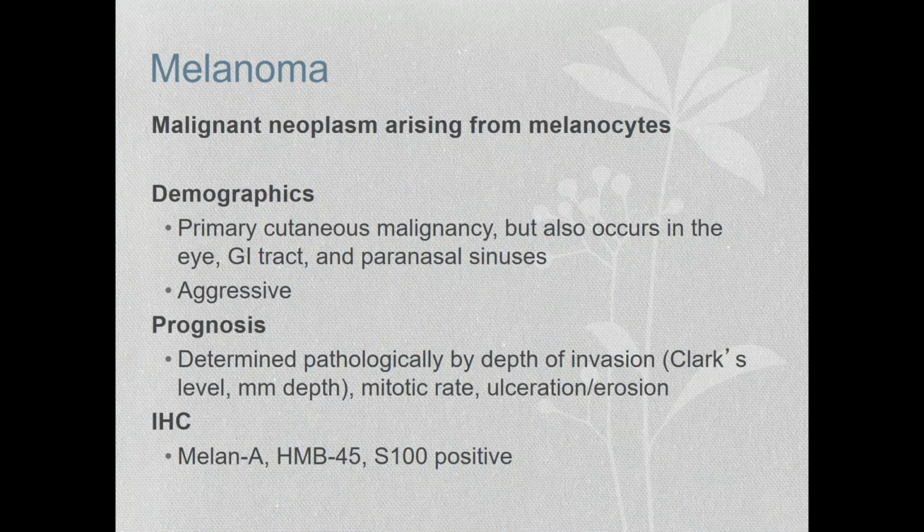So melanoma is a malignant neoplasm arising from melanocytes. It's primarily cutaneous, but also occurs in the eye, GI tract, and paranasal sinuses. It can be quite aggressive, and it's determined pathologically by the depth of invasion, the Clark's level, and the mitotic rate, as well as whether there's ulceration or erosion. For immunohistochemical stains, we commonly will use Melan A, HMB45, S100, which are all positive, as well as SOX10.